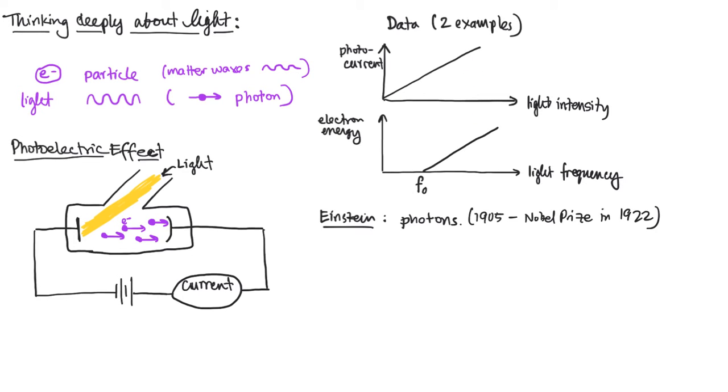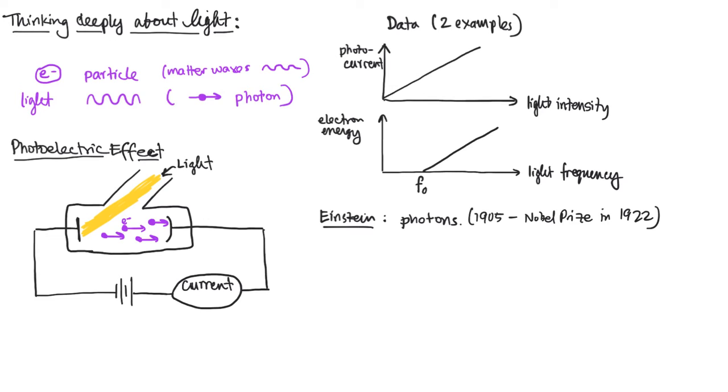Okay, so the first interpretation of this that we'll talk about is that of Einstein. His interpretation was this is direct evidence for photons. And the way he thought about it, and this was in 1905, and as I mentioned before, he won the Nobel Prize for this in 1922.